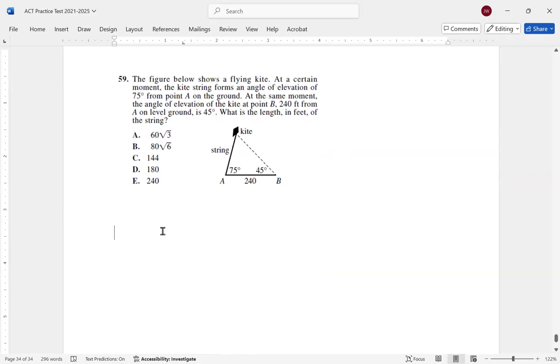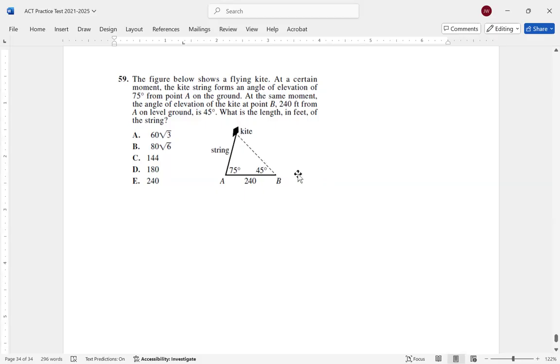Question 59. The figure below shows a flying kite. At a certain moment, the kite string forms an angle of elevation of 75 degrees from point A on the ground. At the same moment, the angle of elevation at point B, 240 feet from A, is 45 degrees. What is the length in feet of the string?